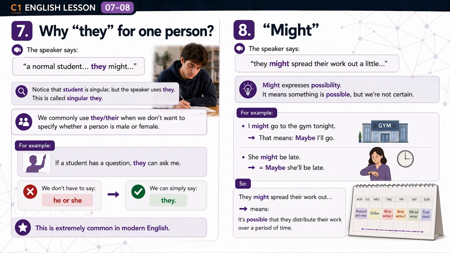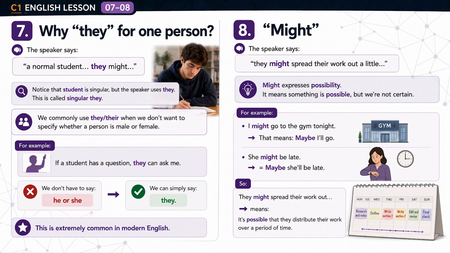Another example, she might be late. It means maybe she'll be late. Maybe she will be late. Pay attention to the examples. She might be late, simple form. Then with maybe, we use future form. Maybe she will be late.